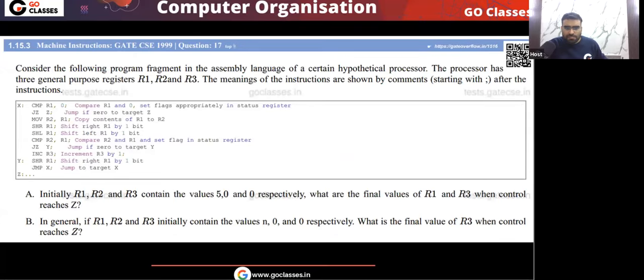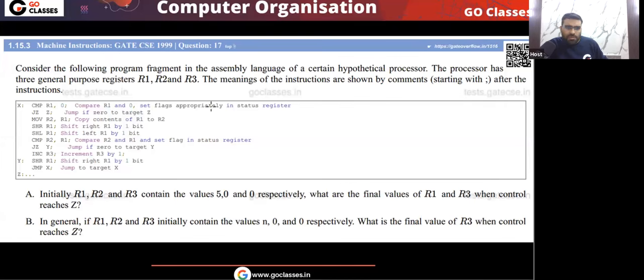Let's solve this question. Can I give this question as homework? Can you try this question? Try the GATE 1999 question yourself. I have full confidence in you. You can easily solve it. We will discuss this in some other session, but you try this.